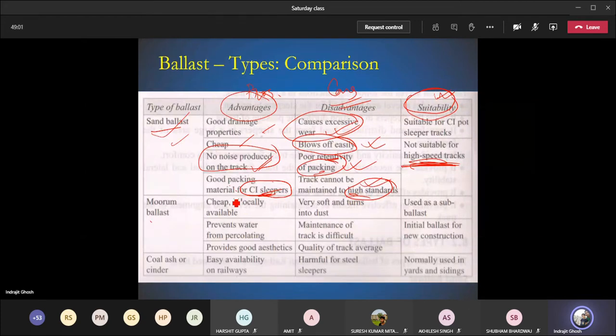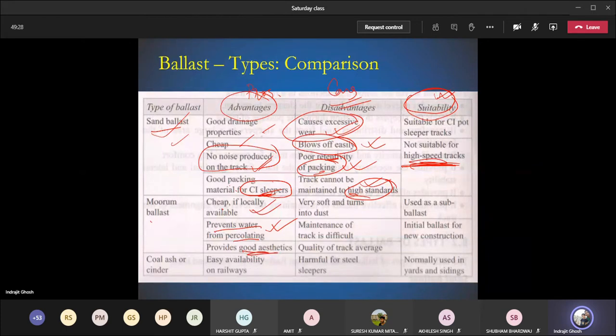Moram, cheap if locally available. So where you have laterite soil, you will be able to see it in the local places. Prevents water from percolating, that we have seen yesterday. That's why it is extensively used for the construction of roads, particularly in case of rural areas. Those are impervious in layer, provides good aesthetic.